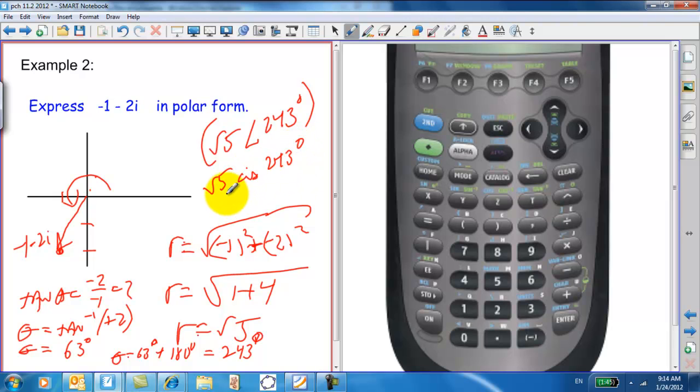You could also calculate out the square root of 5, 2.24 cis 243 degrees.